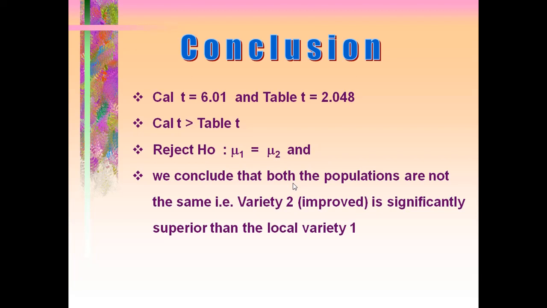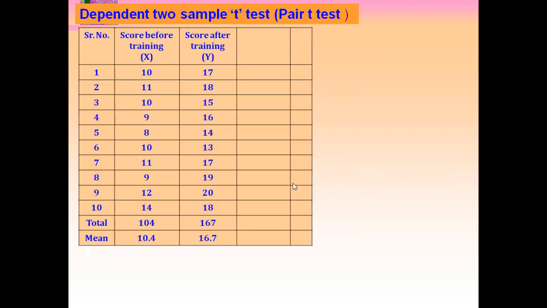Here you can see that finally we have concluded that both the populations are not the same. Variety V2 is significantly superior to the local variety V1.